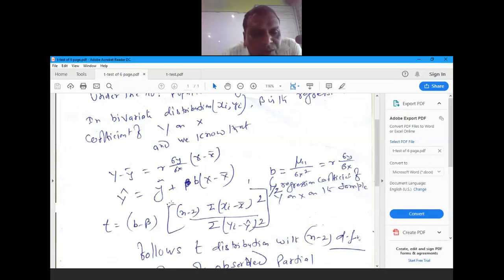T is equal to, सॉरी, 1 माइनस r स्क्वायर है ना, ऊपर में है, याद रखना स्क्वायर रूट के अंदर में है. So r under square root n minus 2 divided by under square root 1 minus r square with n minus 2 degree of freedom.